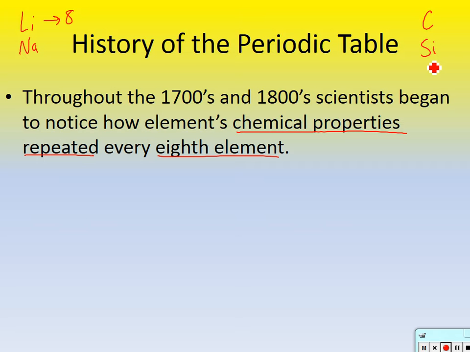You guys should know why. Why do they behave similar? Same, good job. Same number of valence electrons. How many valence electrons does lithium have? 1. How many does sodium have? 1. So all of these guys have 1. What about carbon? 4 valence electrons. What about silicon? 4. And so that's what they noticed when you organize the table in a way that every 8th element was under the one above it. They would have similar chemical properties.